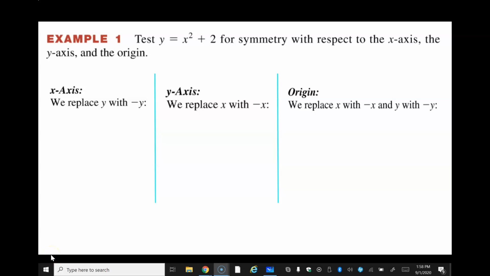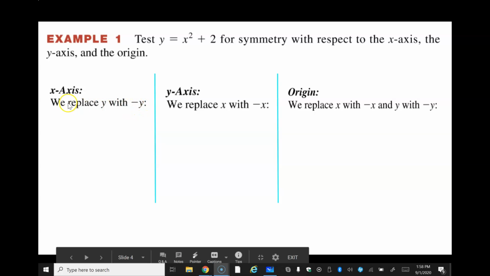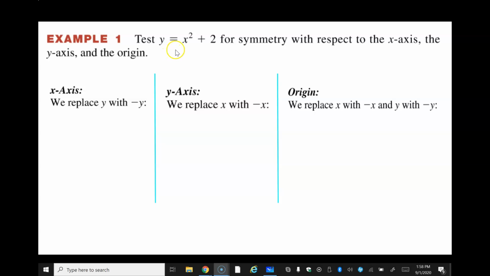So with this video, I want to do a quick example of explaining the symmetry. With this one here, what we're basically trying to do is replace this y with a negative y and simplify. I'm trying to see if I get back to this original function that they gave us up here.